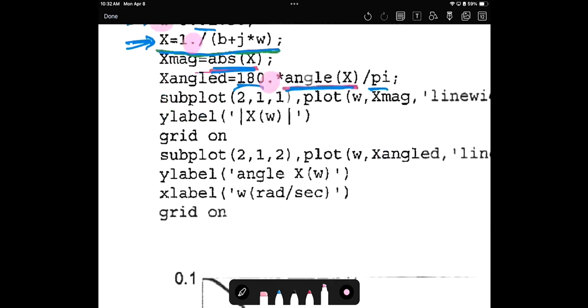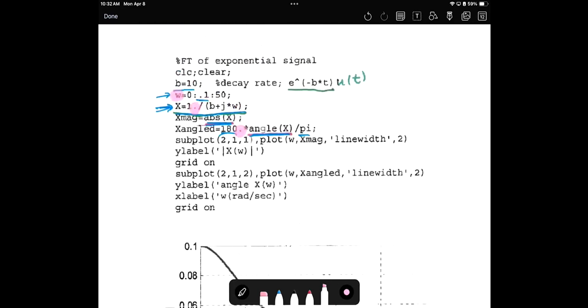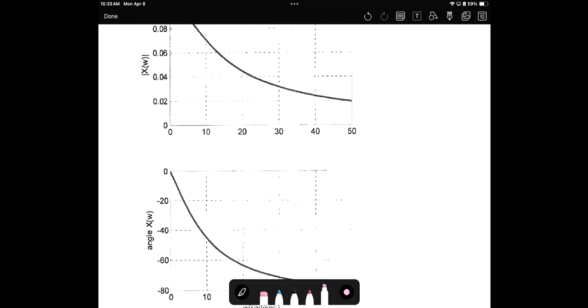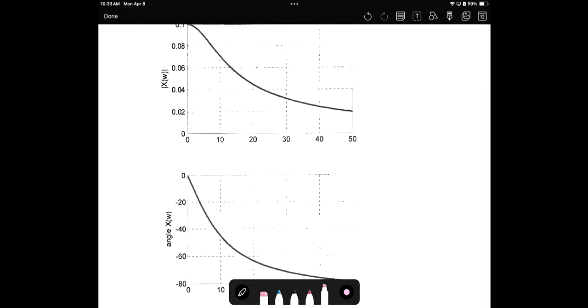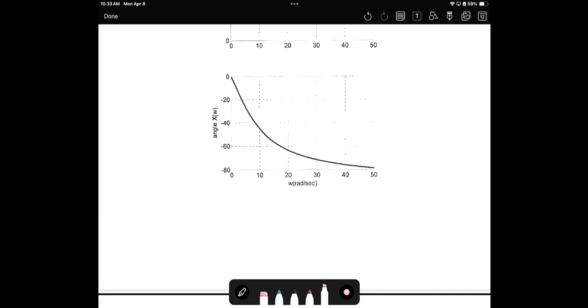Then when we plot this, this is the magnitude, and we can add the X label and Y label. This is the magnitude plot, and this is the angle plot. Again, later we will make this more advanced by using Bode plots. Okay? These are the angles.